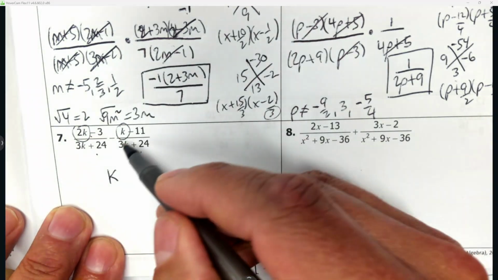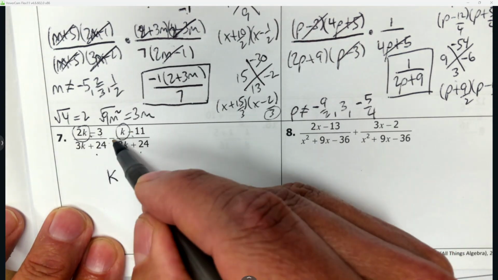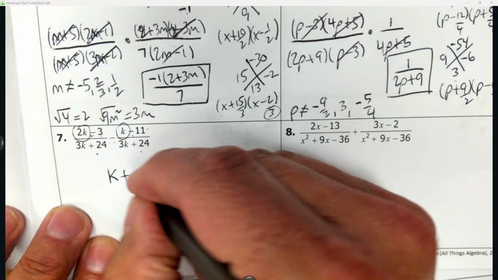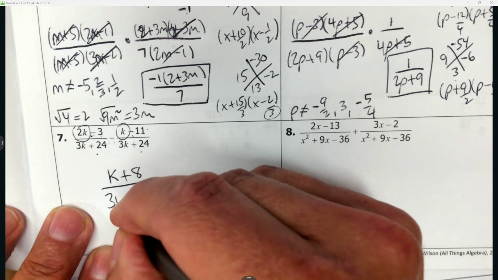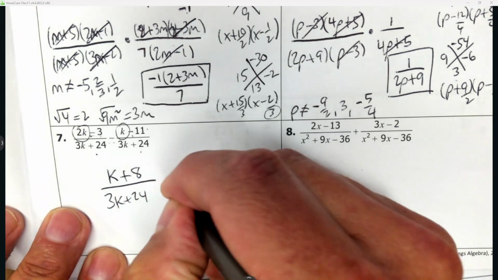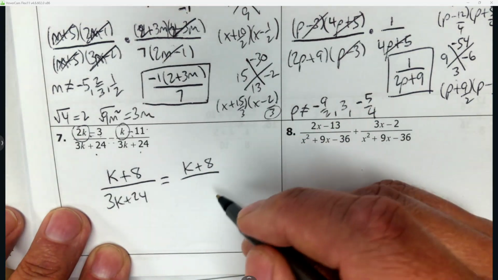Negative 3. Now when you subtract a negative, you're adding. So it's negative 3 plus 11, which is 8. In the denominator is 3k plus 24. Now, pay attention. The denominator can be factored, and we can simplify this expression.